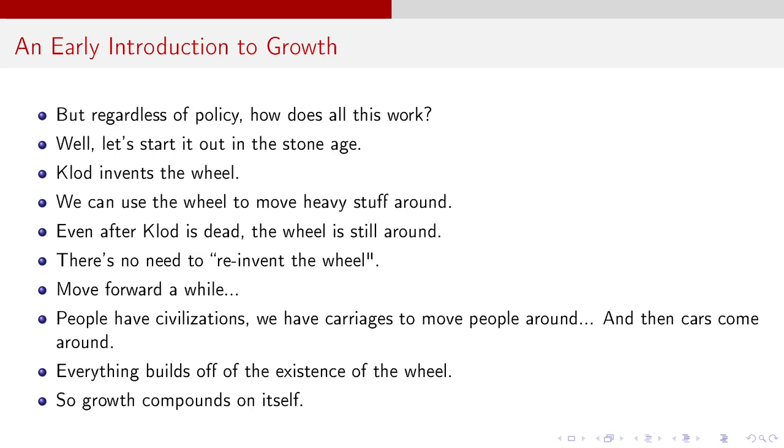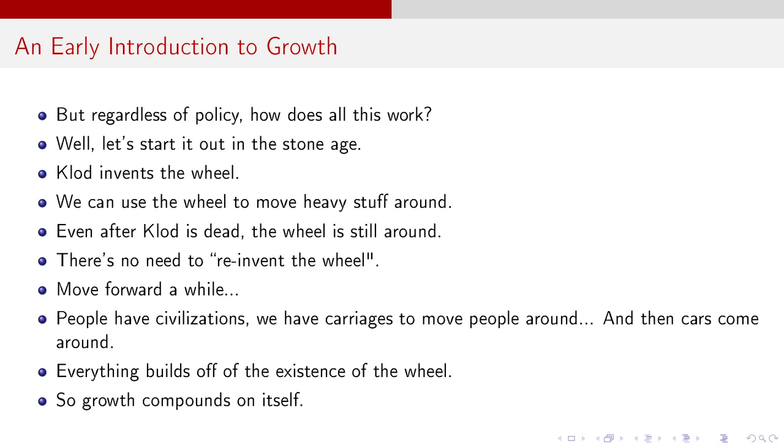Now, regardless of what policies make us rich and which policies don't, how does all this work? Well, think about it like in the Stone Age, right? You get some caveman named Claude. He invents the wheel. Well, we can use the wheel to move all sorts of heavy stuff around. Even after Claude's dead, the wheel's still around. There's no need to reinvent the wheel, so to speak.